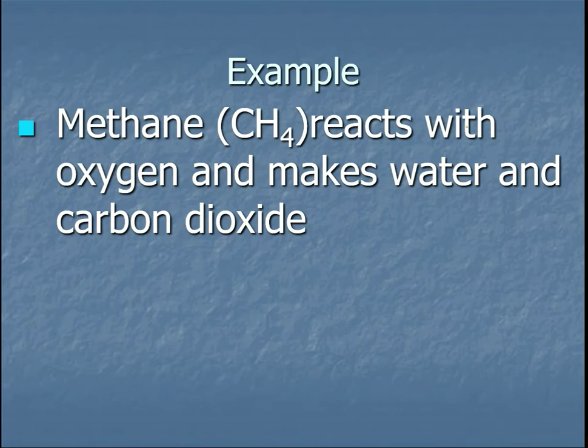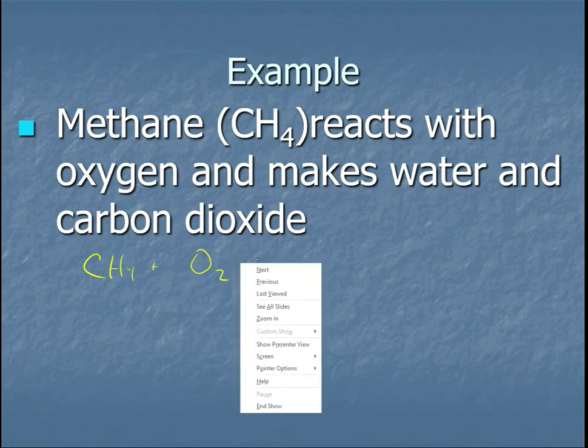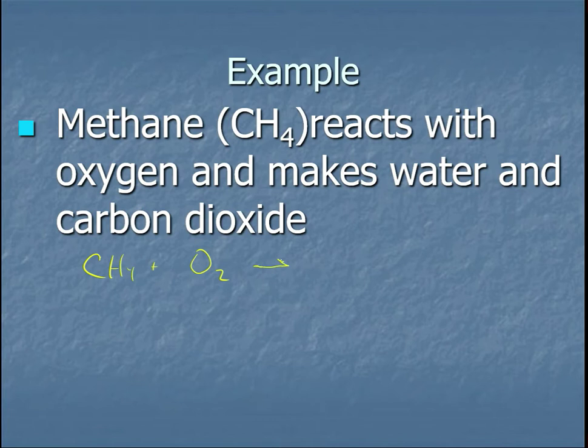So let's try this. Here's an example. We have methane reacting with oxygen to make water and carbon dioxide. So they gave us methane. Methane is CH4. It's going to react with oxygen. Oxygen is diatomic, it's O2. Now we're going to use our arrow to indicate the making or the creation. So it's going to make water, which we know is H2O, and carbon dioxide, which we know is CO2.